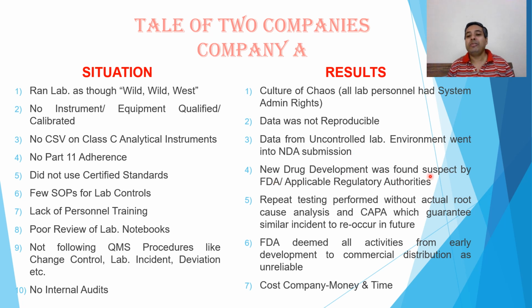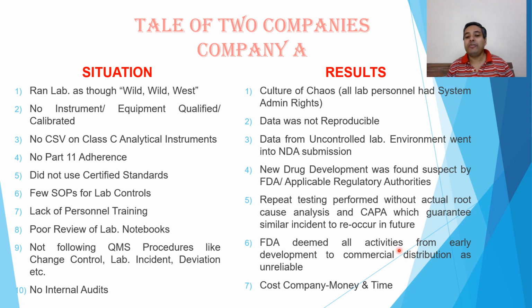The new drug development was found suspect by the FDA or applicable drug regulatory authorities upon review of the data submitted to them. Repeat testing is performed without actual root cause analysis and CAPA, which guarantees that a similar incident will reoccur in the future. As the QMS procedure is not followed, repeat testing will go on again and again, and this would lead to an increase in business cost.